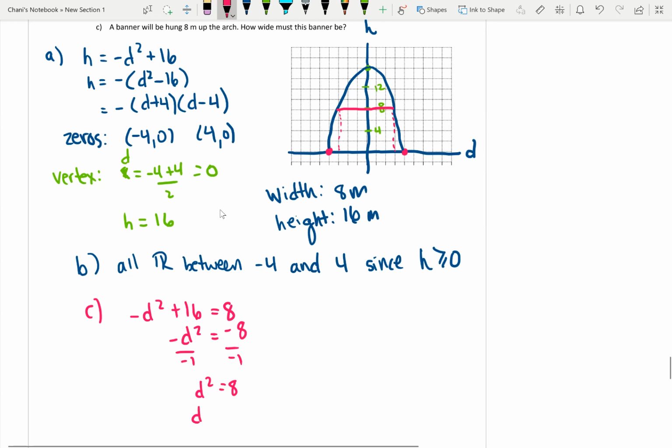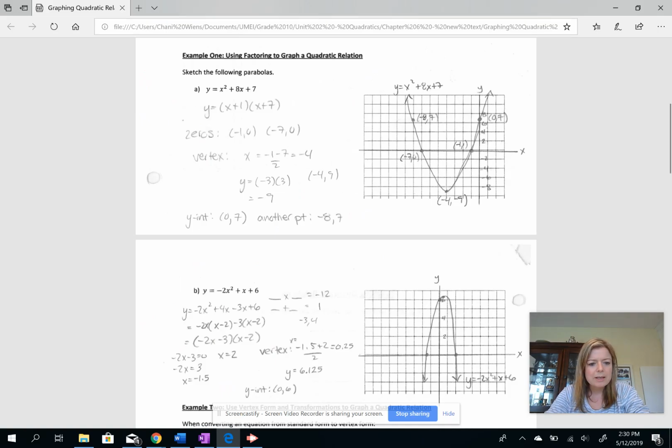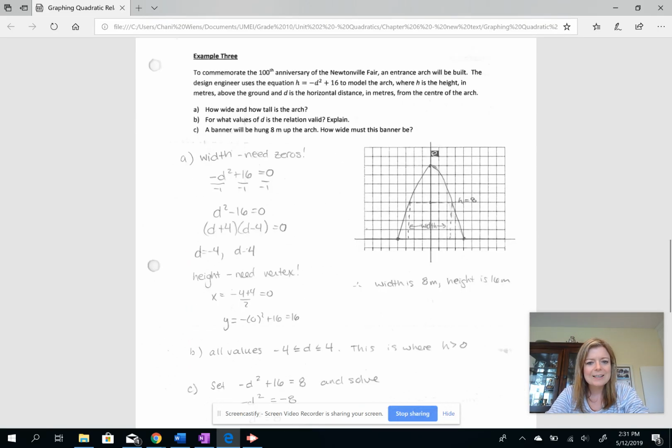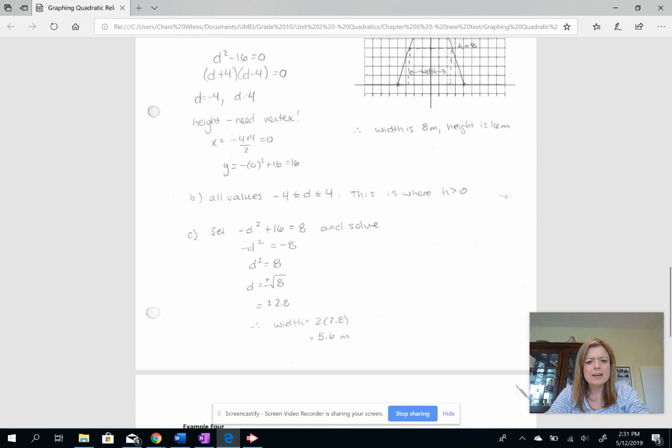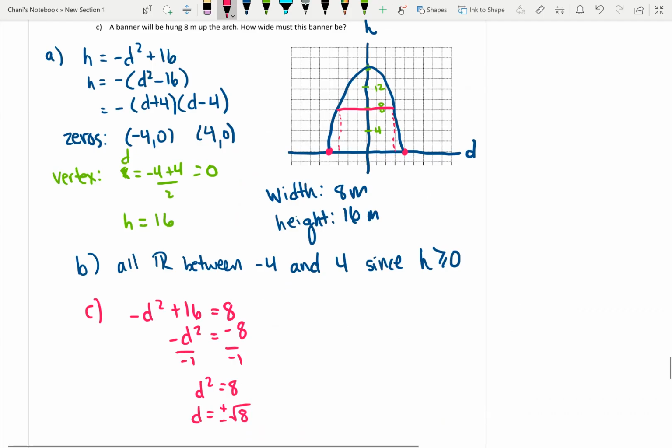Now here's the key. Remember, when you undo a square, you have to do positive or negative the square root of 8. You have to do both the positive and the negative square root. Let me just check my answer here. That is 2.8. So that means the total width would be 5.6 meters, since it's 2.8 in either direction.